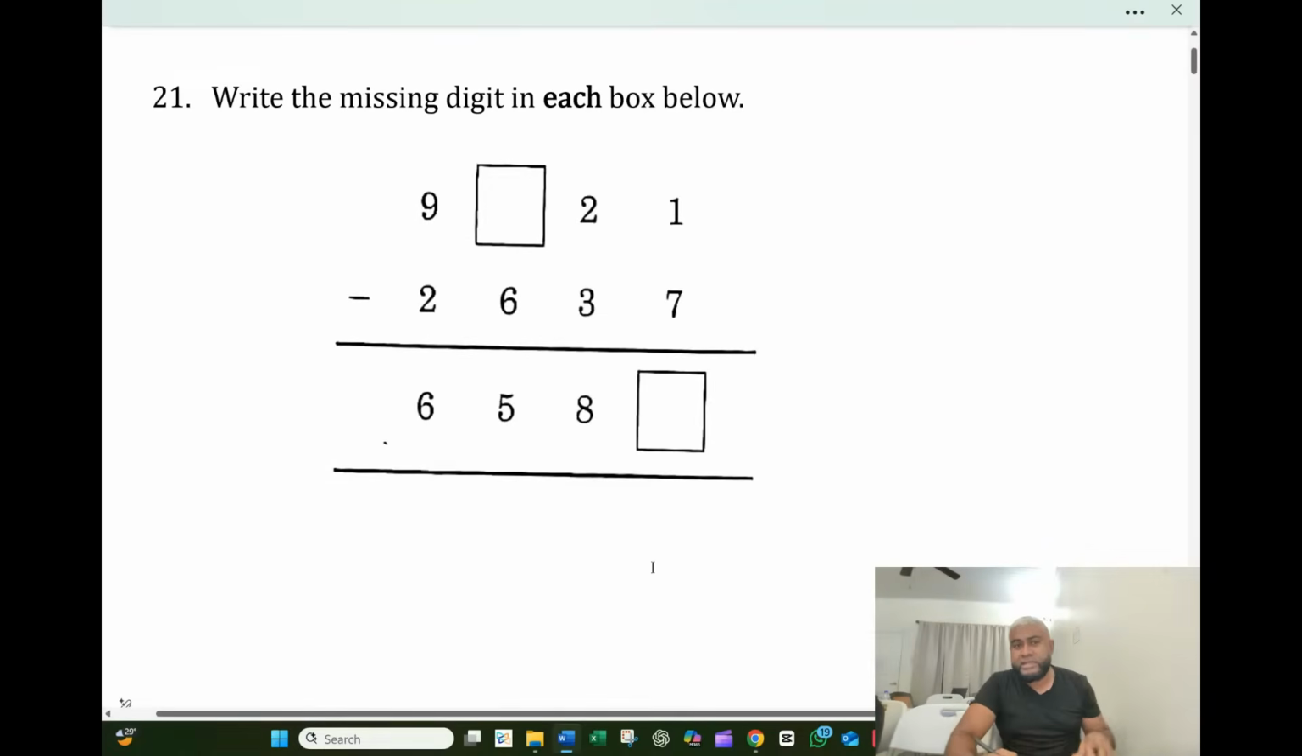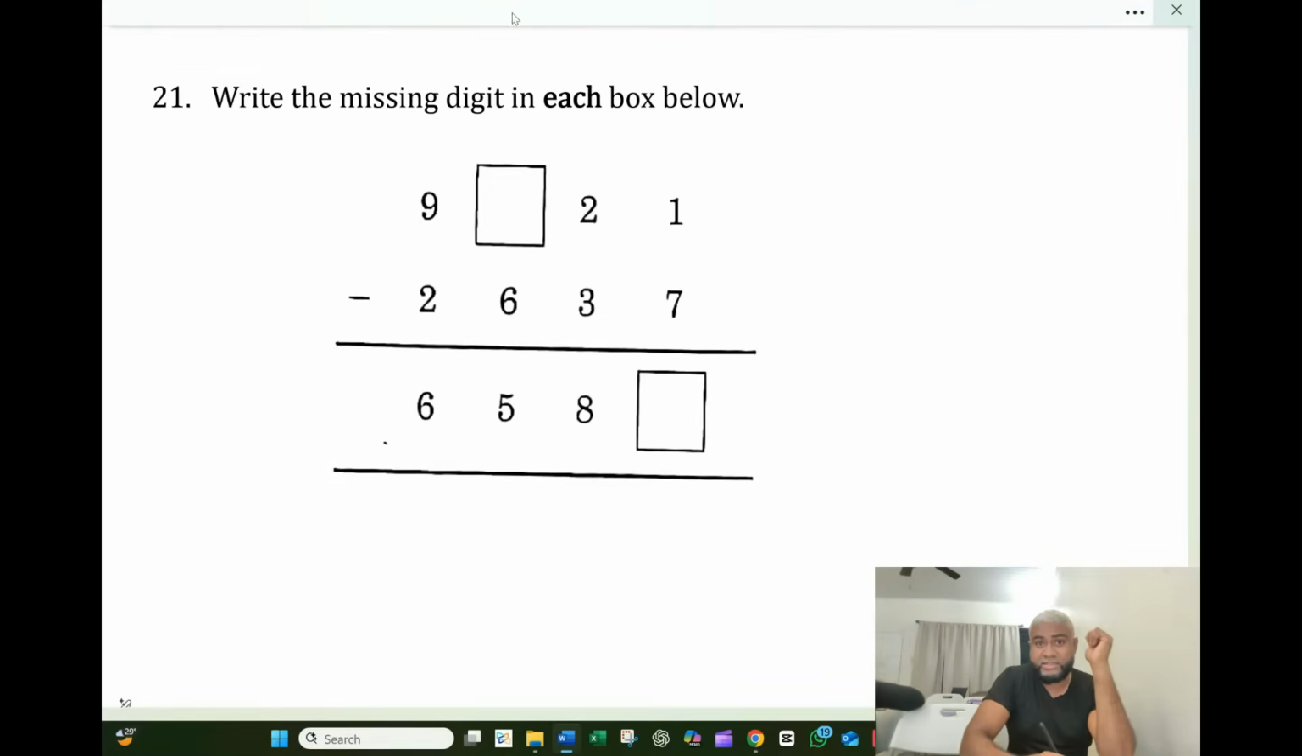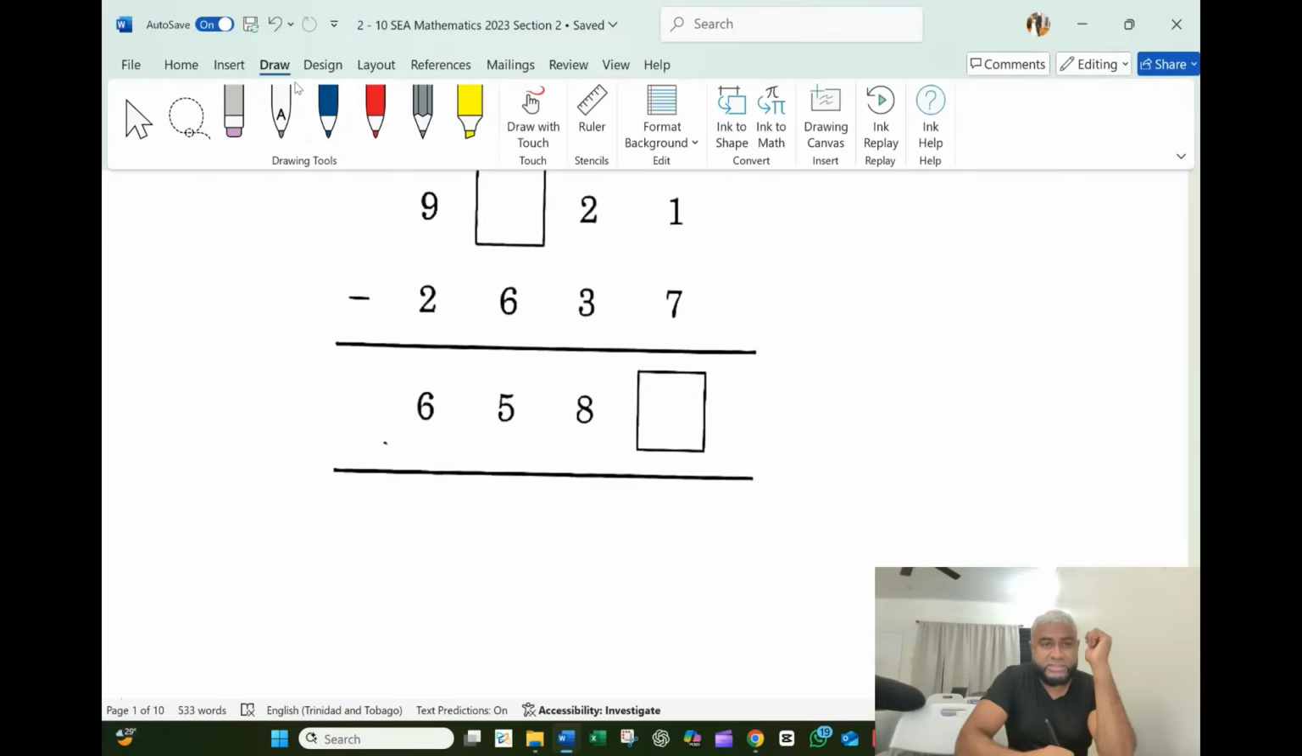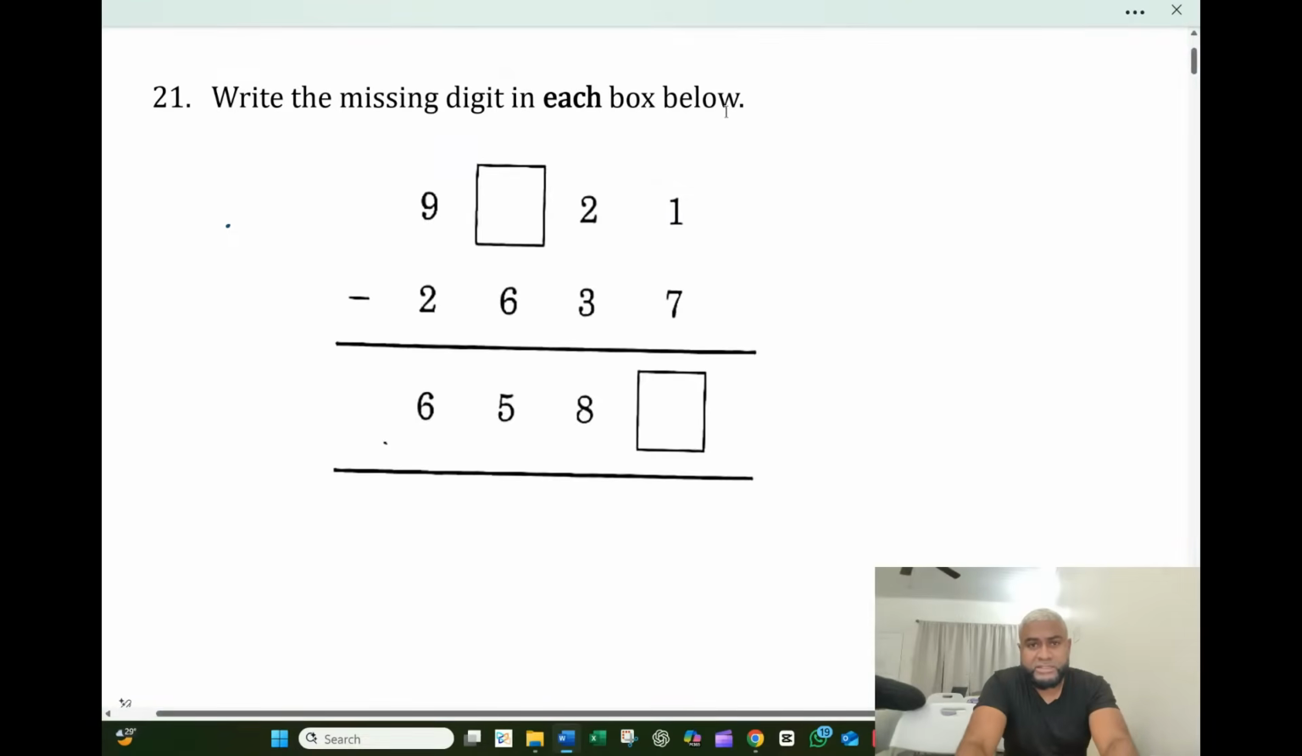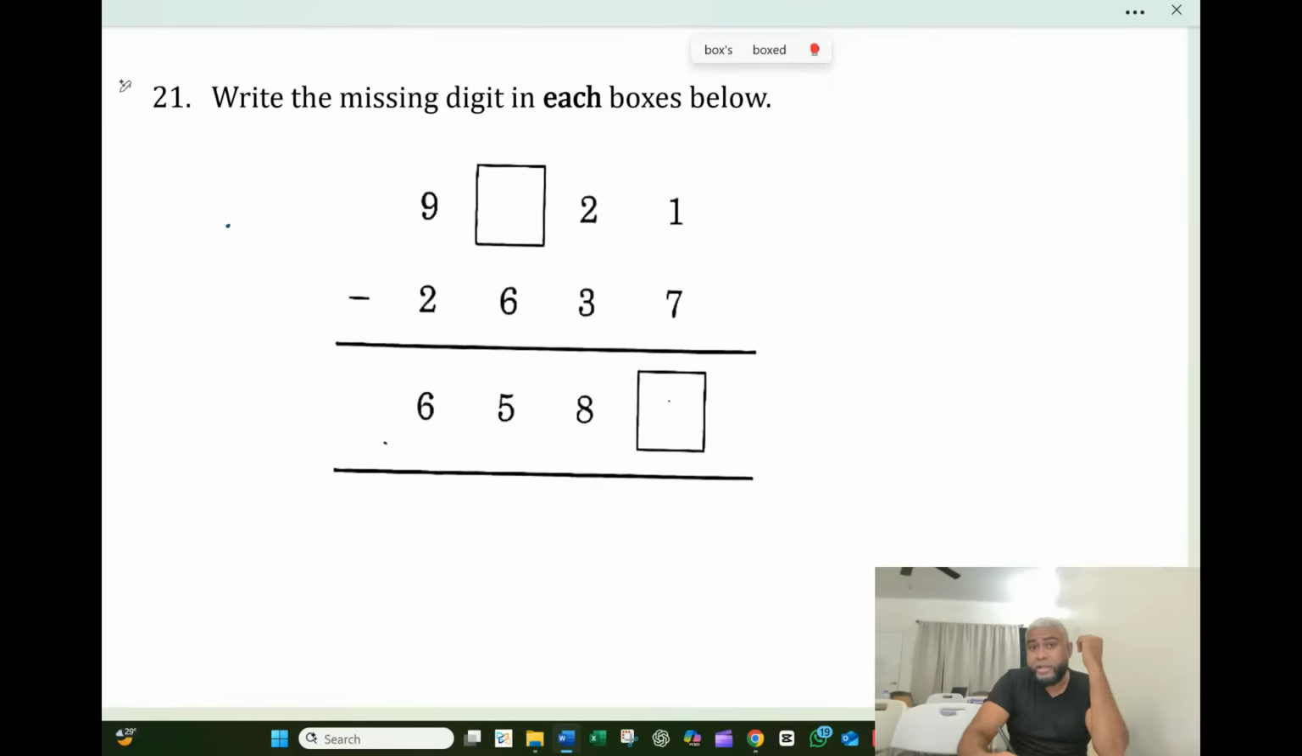Let's start, guys. Write the missing digit in each of the following boxes below. So the first thing we're going to do here is calculate the ones value. In order to calculate the ones value, we would need to borrow 1 from the tens position. So this becomes 1 here, and you put 11 here. So 11 minus 7 would give me, hey, you can answer, 4. Then we need to figure out what the next box is.